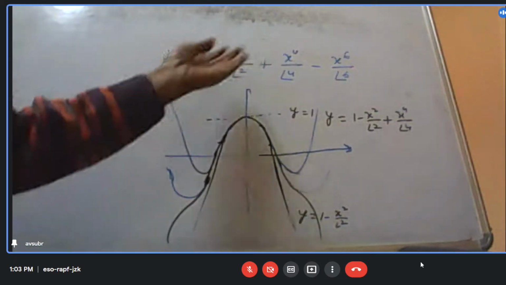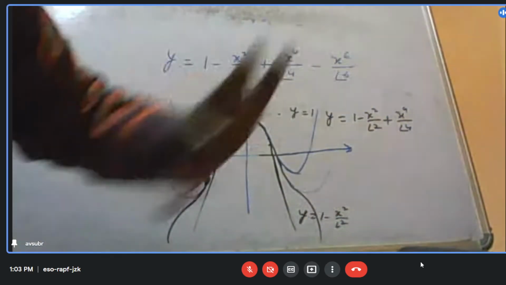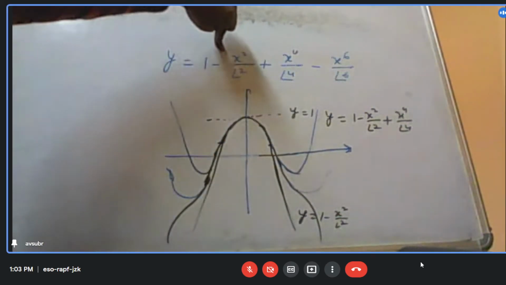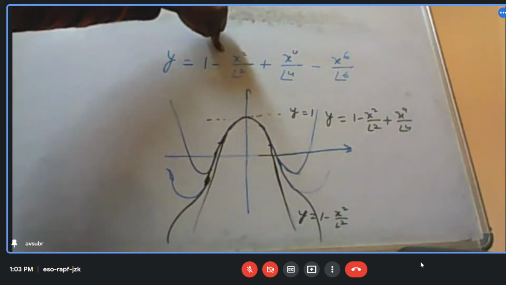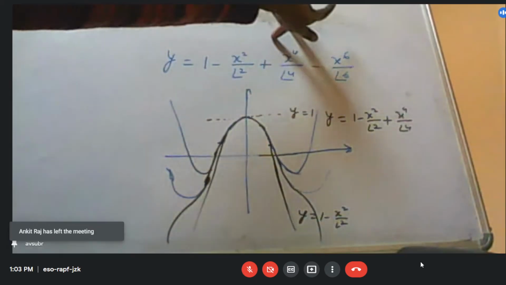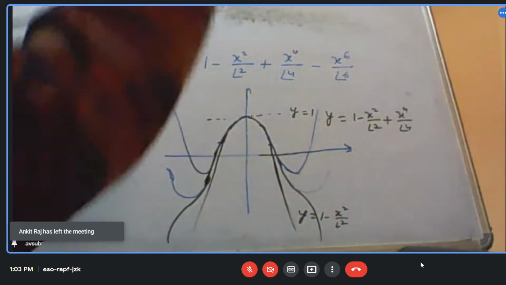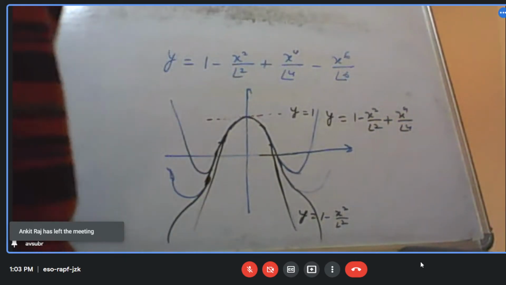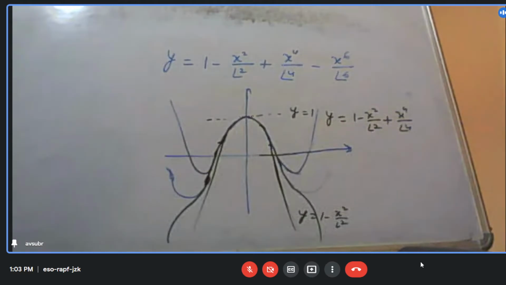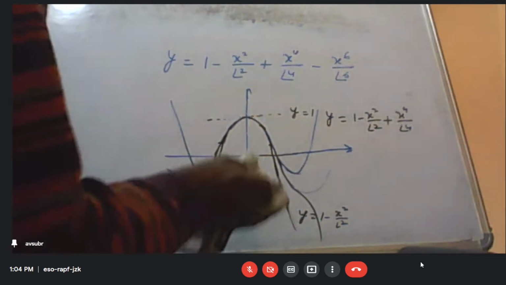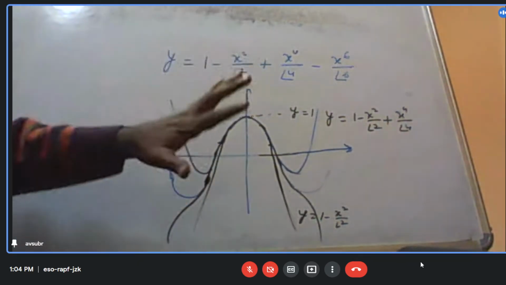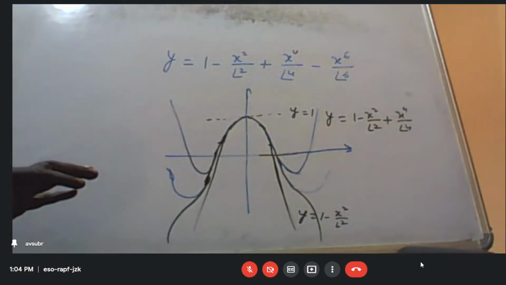Correct. Because we can see that all terms are not here, right? X to the power 1 is not here. X to the power 3 is not here. 5 is not here. 7. So odd powers will not be there. Only even powers of x will be there. Okay, did you understand this so far? Yes, sir. All right. Shall I omit it?